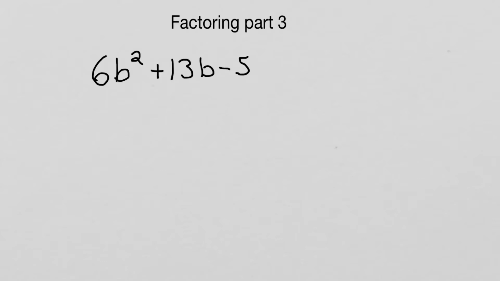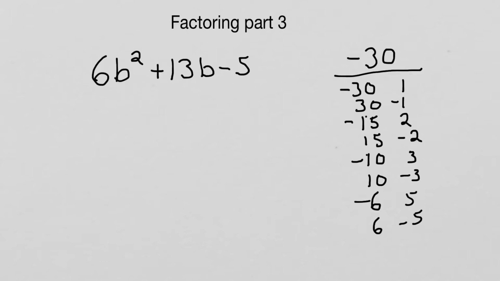All right. The first thing we need to do is multiply the coefficient, that's the number in front of the b squared, times the constant. We multiply those together, we get negative 30. I need to put a list together, just like that first day, of the numbers that multiply together to give me negative 30. One of those sets will add together to give me 13. Just like magic, boom, they're there.